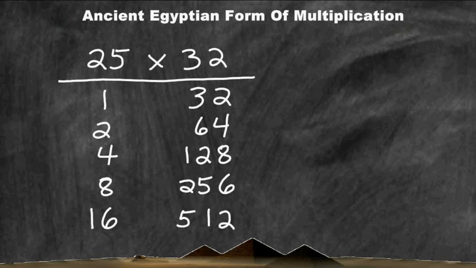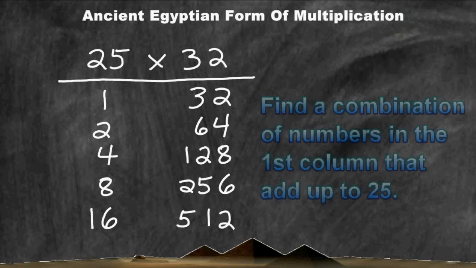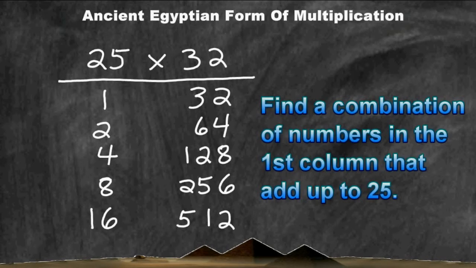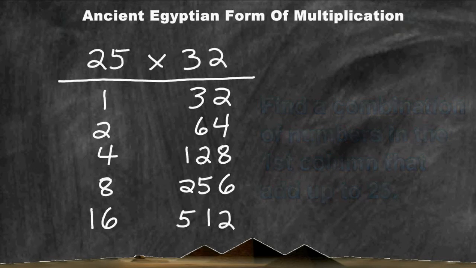The next step is we must go back to our first column and locate the numbers that would have a sum of the number at the top of our column. So we have to locate numbers with the sum of 25. Sometimes you may have more than 2 numbers in that column that will add up to the number at the top of your column. The numbers that add up to 25 are the numbers 16, 8, and 1.